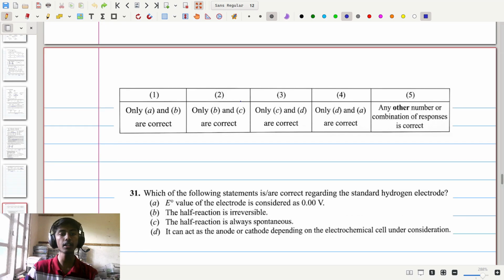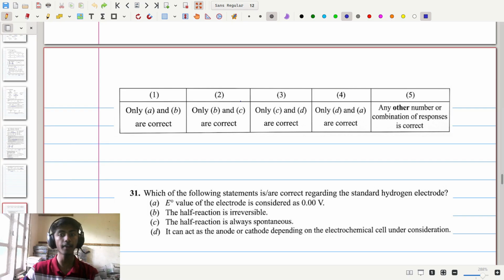Now if only the answers A and B are correct in your question, then you have to select response number 1. Similarly, if only B and C are correct and the other 2 are wrong, you choose response number 2. If only C and D are correct, you choose response number 3. If only D and A are correct, you choose response number 4.